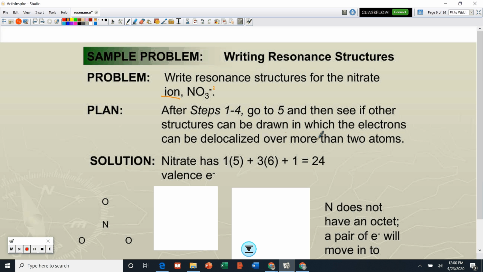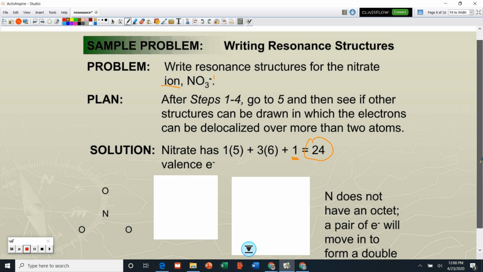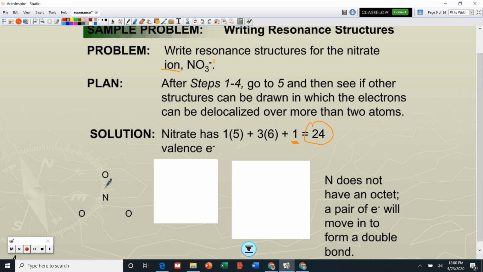So the first thing that we have to do is determine the available electrons. Nitrogen has 5 electrons. There's only 1 nitrogen, so 1 times 5 is 5. There are 3 oxygens, and each oxygen has 6. And then this one comes from that -1 charge, where we've added 1 extra electron. So it gives us a total of 24 electrons that we need. All right, so we're going to draw our skeleton structure, NO3.